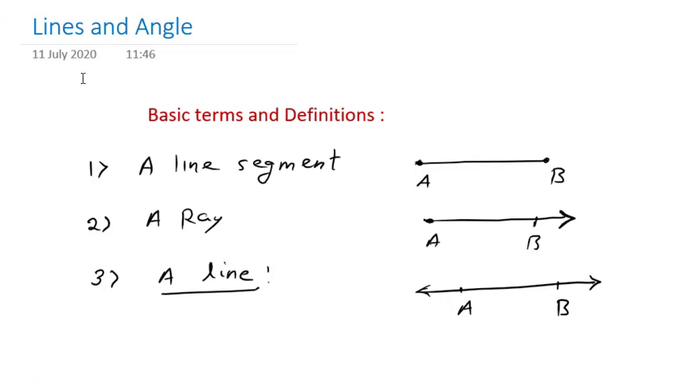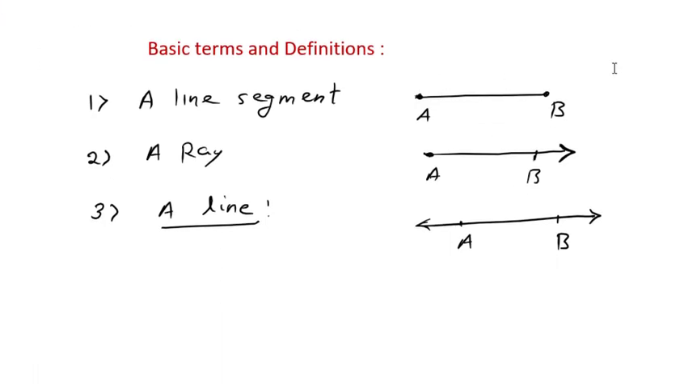So for a line segment we have an end point at both the ends. For a ray we have an arrow at one end which indicates it is extending in this particular direction, and a line extends in both directions. All these things you have already learned in your previous standards.